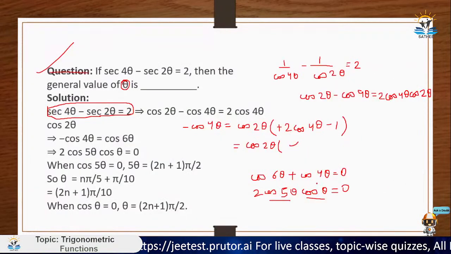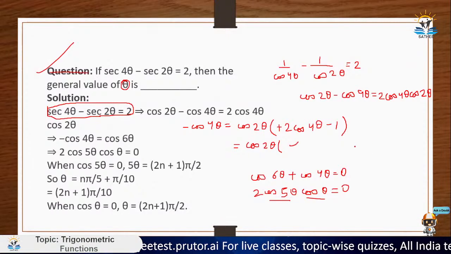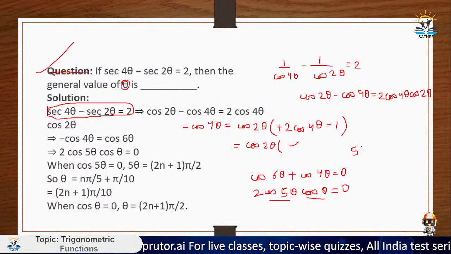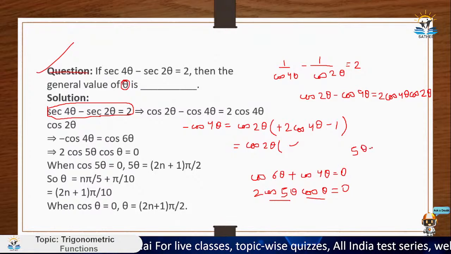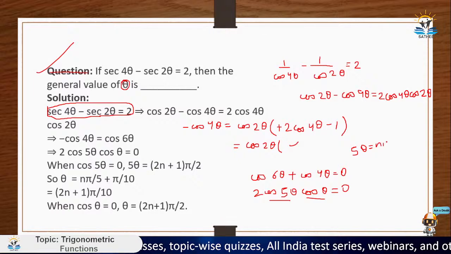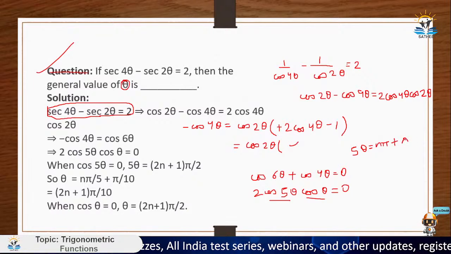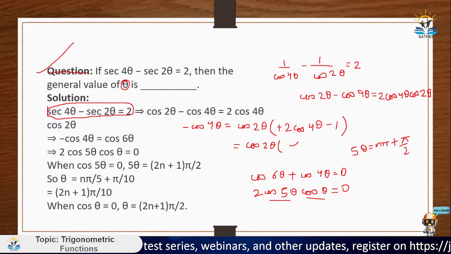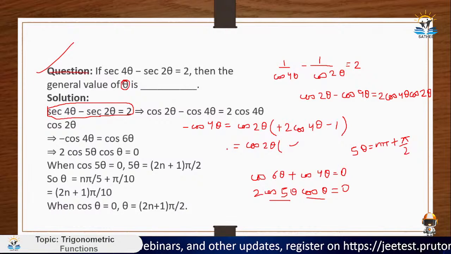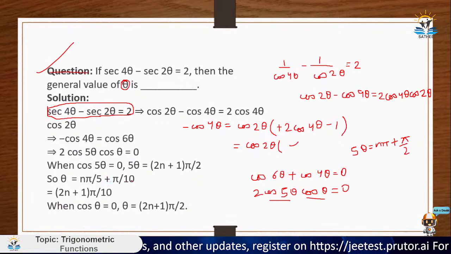So here, firstly I'm taking cos 5 theta equal to 0. So 5 theta is equal to n pi plus pi by 2, using the general solution. And from here you can take 5 that side, and you will get theta equal to n pi by 5 plus pi by 10. That's only written here. So n pi by 5 plus pi by 10.